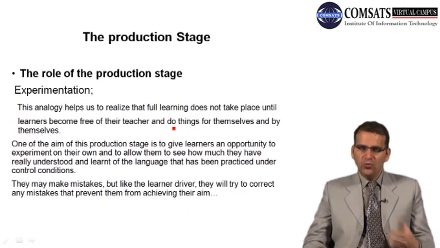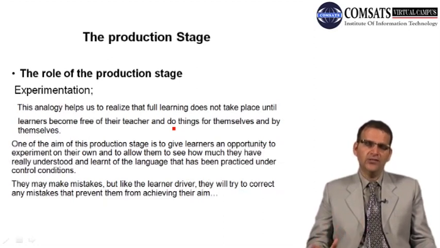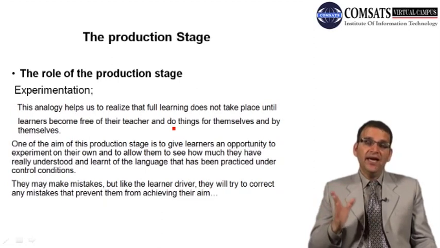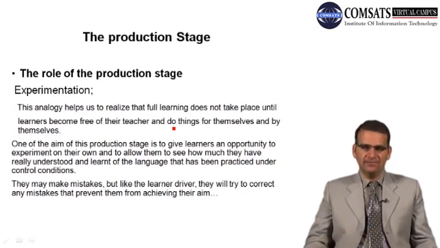Experimentation stage. So one of the aims of this production stage is to give the learner an opportunity to experiment on their own and to allow them to see how much they have really understood and learned of the language that has been practiced under controlled conditions. This is the output of the practice stage, that whatever they were presented and they practiced.